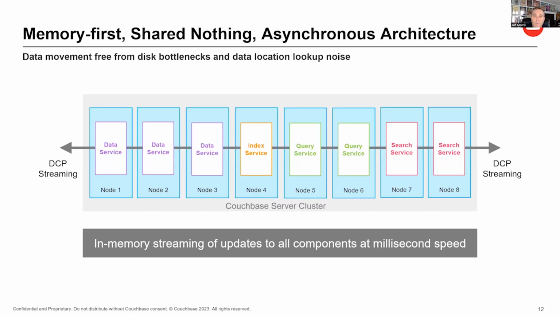So when we look at what makes Couchbase special in this regard, every activity that Couchbase performs is an in-memory activity. We have what we call our data control plane, DCP, excuse me, control protocol, which streams data amongst nodes directly as the activities are happening. And this in-memory streaming happens at millisecond speed. So every node becomes aware of what every other node is doing.